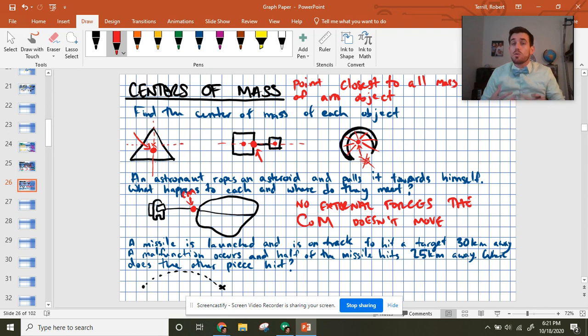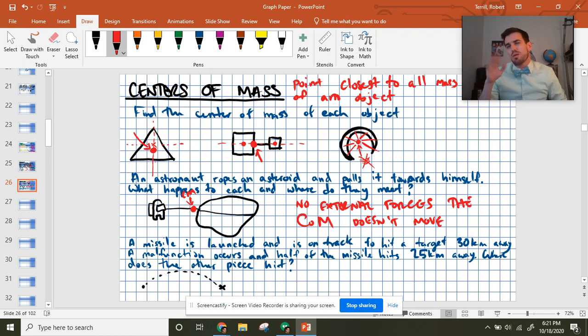And there's definitely going to be questions that quiz you and test you on that particular idea. So if you have objects with more than one piece that are exerting these internal forces on each other, find your center of mass and make sure whatever answer you give at the end has the same center of mass.